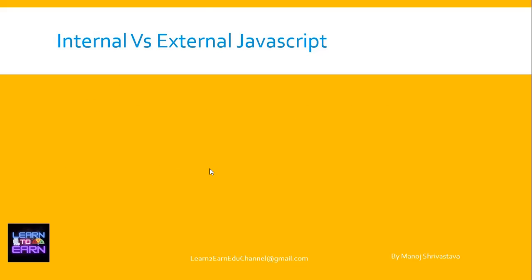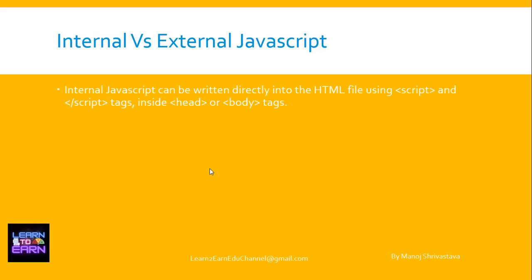So what is internal versus external JavaScript? Internal JavaScript can be written directly into the HTML file using script and closing script tags inside either head or body tags. Internal JavaScript is strictly for a particular web page only. So whatever script you write in that HTML page will be used only by that web page.